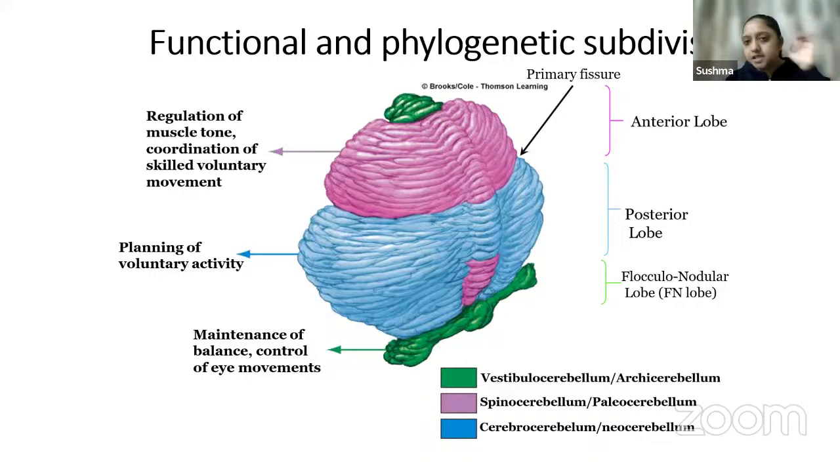Initially, the very first cerebellum that developed was the vestibulocerebellum, which was only concerned with balance. It communicates with the vestibular nucleus and it's only concerned with balance. Initially, when man went from a four-legged animal to a two-legged animal, the whole purpose of the human race as such was to make this man stand straight.